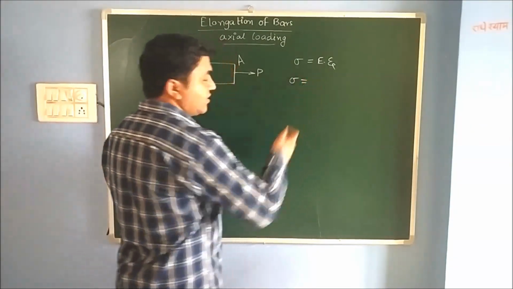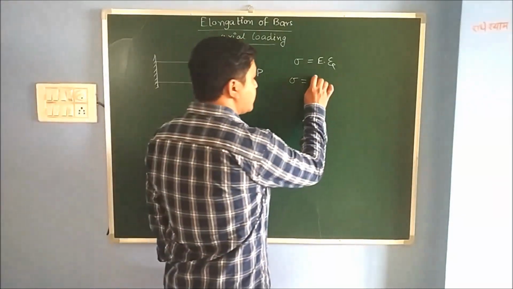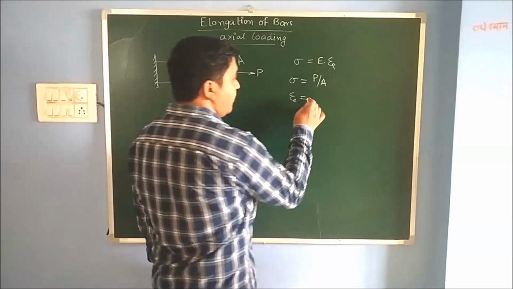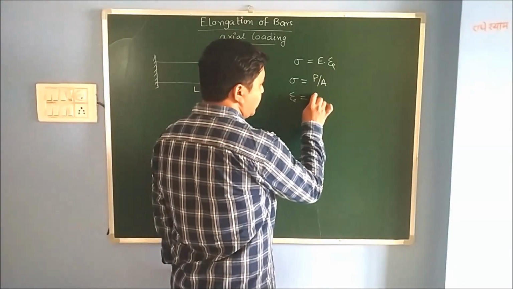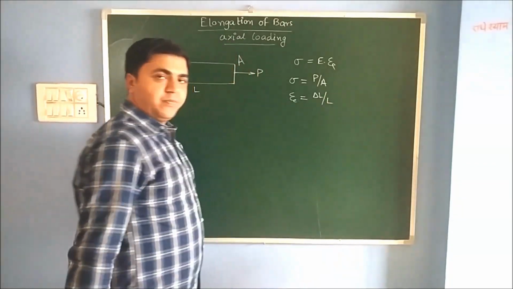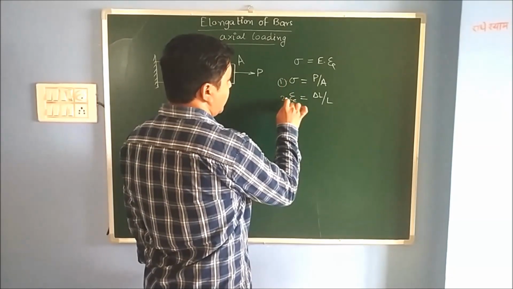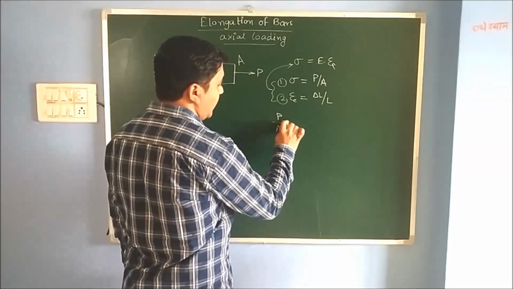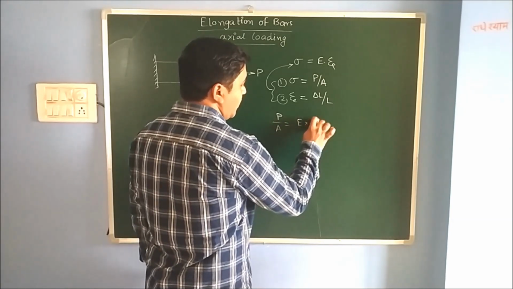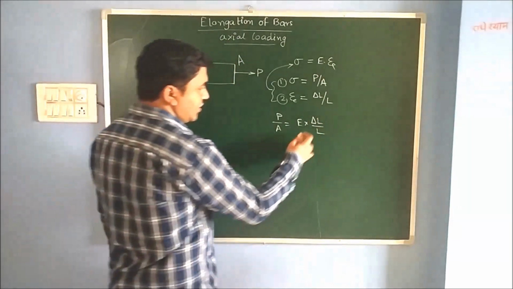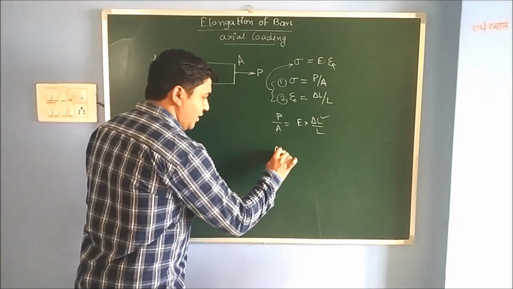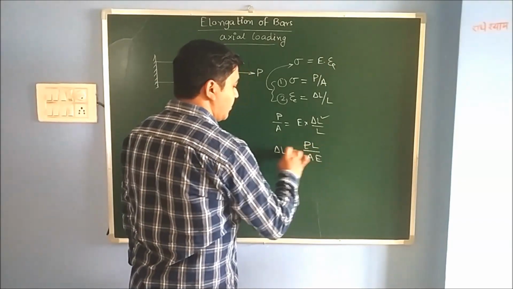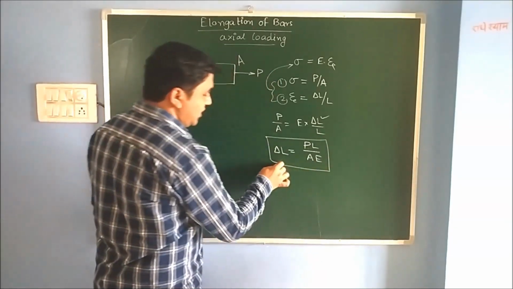Stress is internal resisting force per unit area, which is P upon cross section area A. Strain is change in length upon actual length, so change in length is delta L and actual length is L. We put these two values in the equation. So P upon A equals E into delta L upon L. From here you find the value of delta L. So delta L equals P L upon A E. That is the expression for change in length.